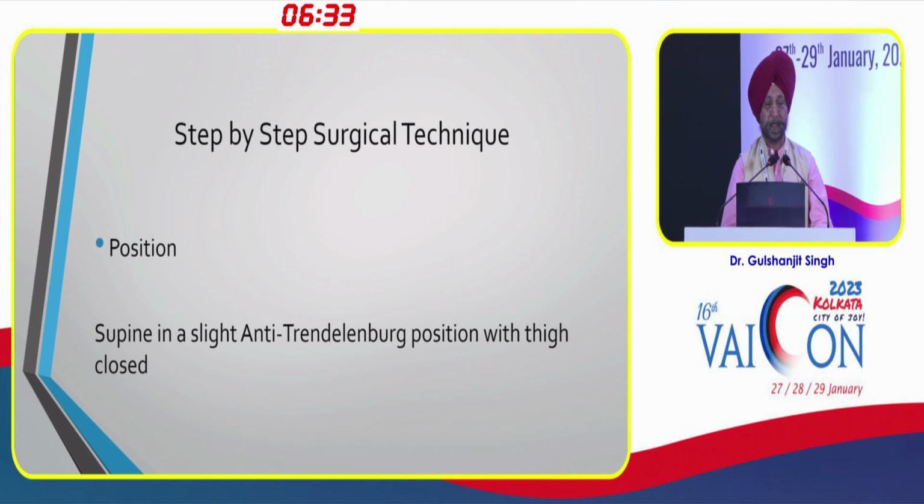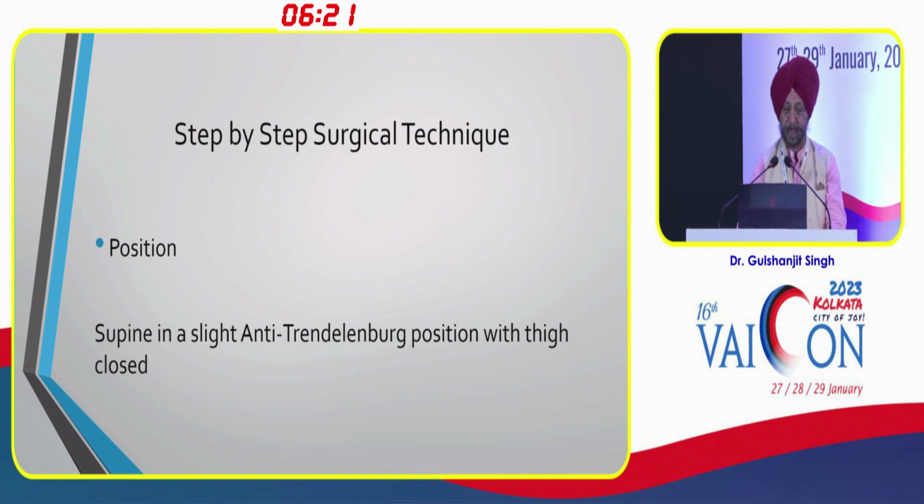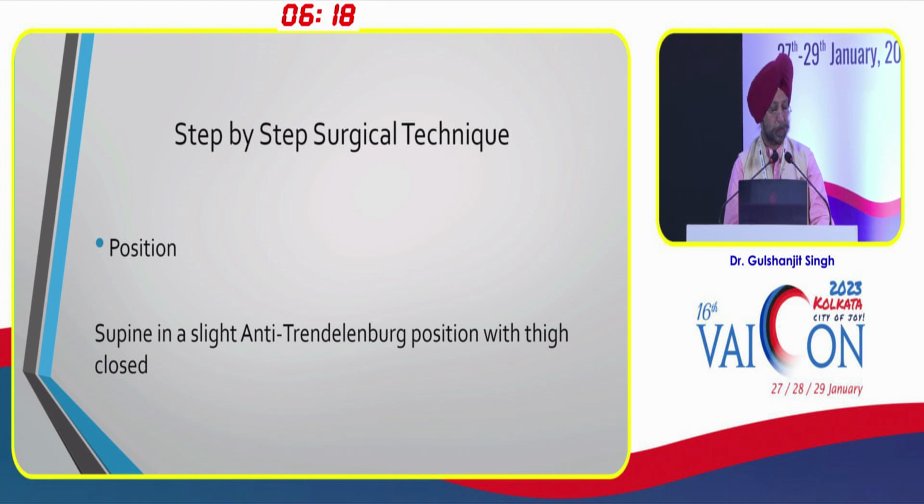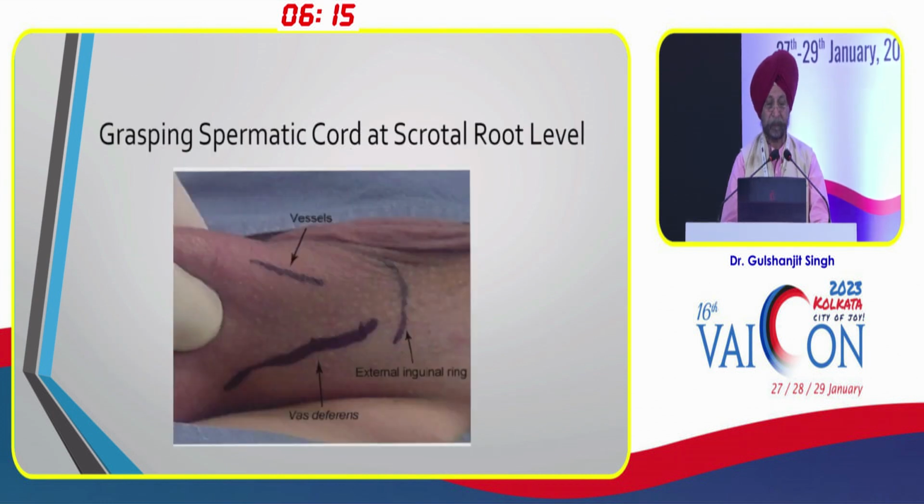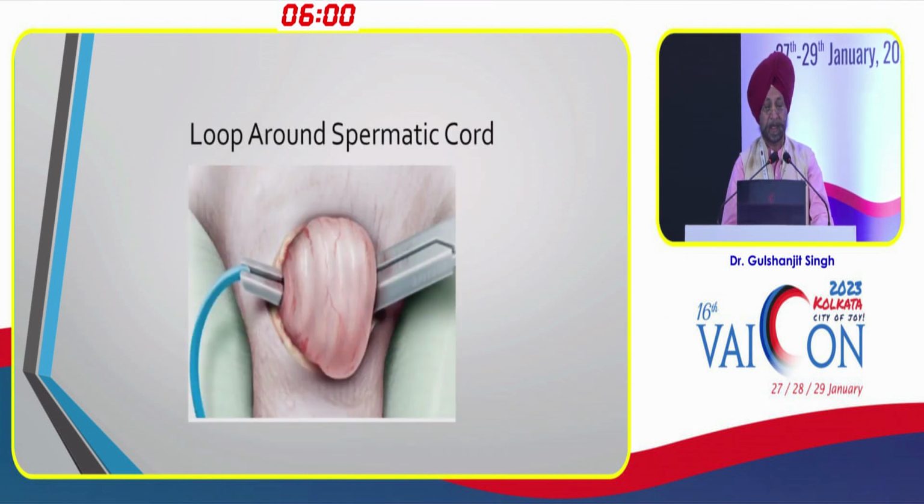First, I'll describe the technique, the step-by-step surgical technique. The patient is put in supine position in a slight anti-Trendelenburg position with the thigh closed. This will make the veins dilated, and thigh closure will make the scrotum superficial. Then we grasp the spermatic cord at the scrotal root level and push the vas deferens posteriorly so that the veins lie anteriorly in the spermatic cord. Then we give local anesthesia, I give a longitudinal incision, and then we loop around the spermatic cord.